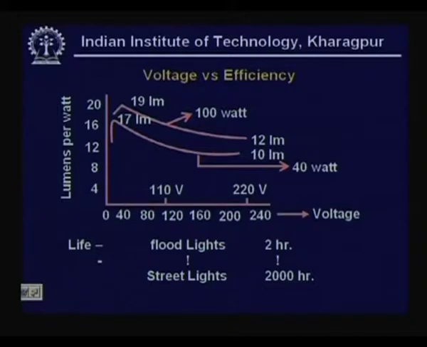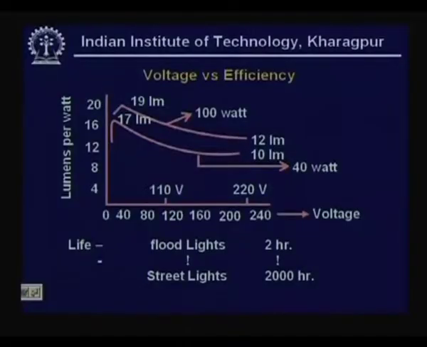In fact, we do use high wattage lamps to create what we call floodlights. As the name implies, it is a flood of light. Remember, floods are bulky, large amounts of water flowing. Similarly, if I create a large intensity, large light flux in a particular environment, that is the flooding of light, and these are used in sports arenas, etc., which can have a short life of about 2 hours, to the typical street lights which are employed may be having 2000 hours.